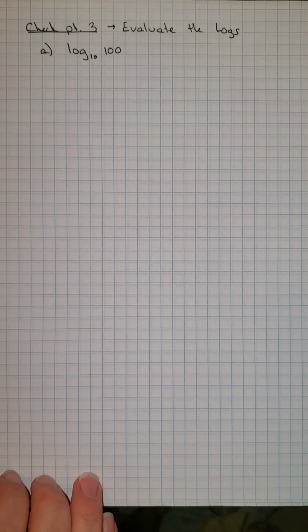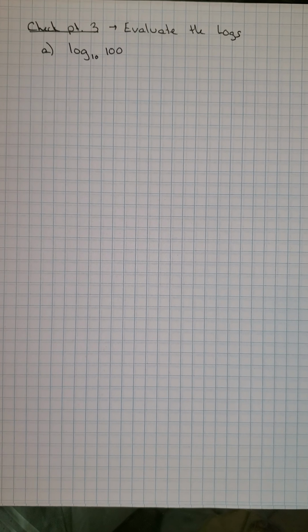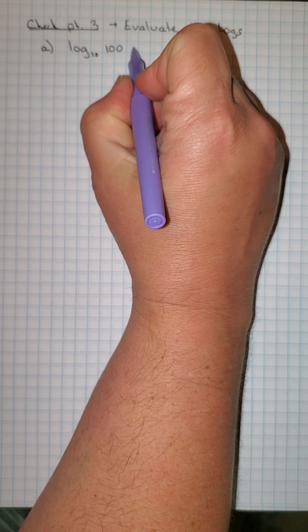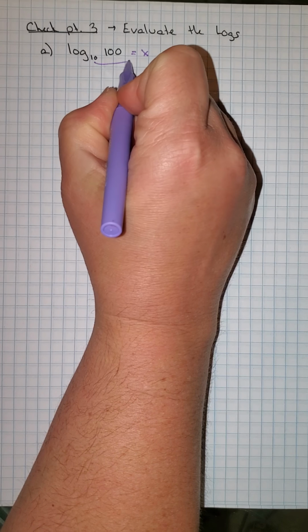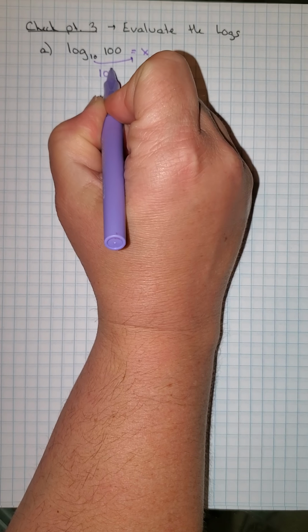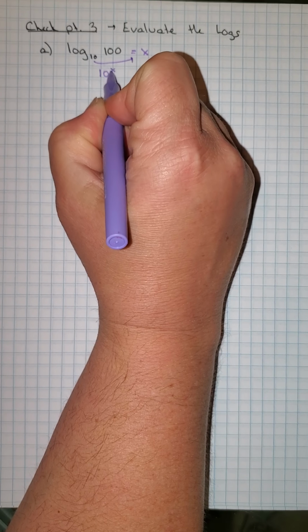But this one, I want you to get to the point where you just go straight to the answer, where you don't have to set it up. But if you need to look at what it looks like, you can put maybe an x out there and take it out of log form. So 10 to the x equals 100. That would mean that x would have to be 2. So log base 10 of 100 is 2.